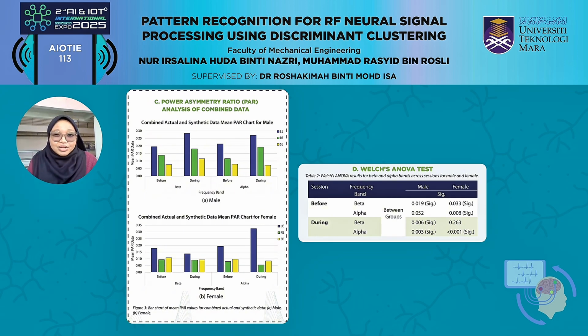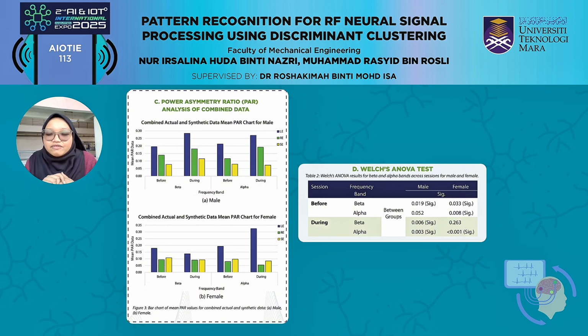To check if the brainwave changes between groups were statistically significant, I used the Welch ANOVA in SPSS, which is more reliable when the data has uneven variances. For male participants, we can see that during exposure, the p-values were less than 0.005 for beta and alpha, meaning that the changes are statistically significant.